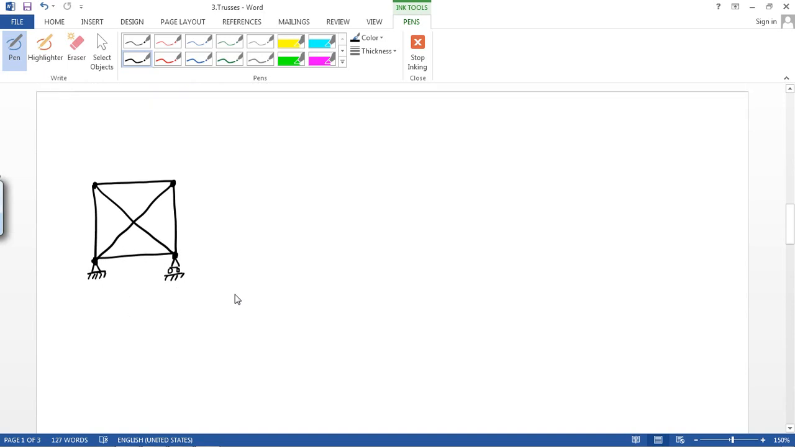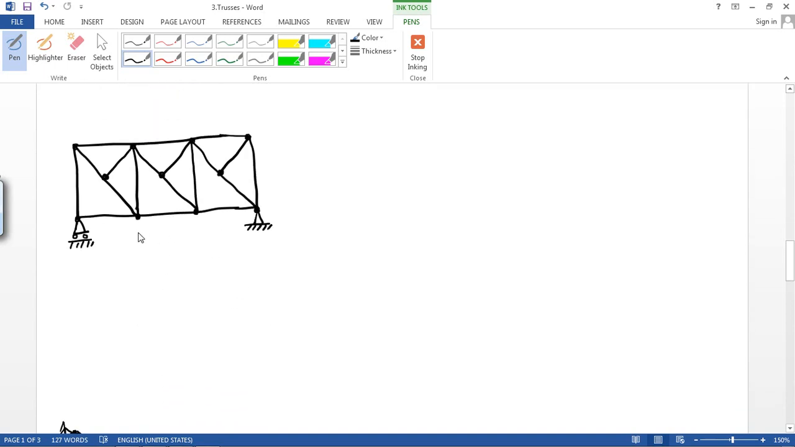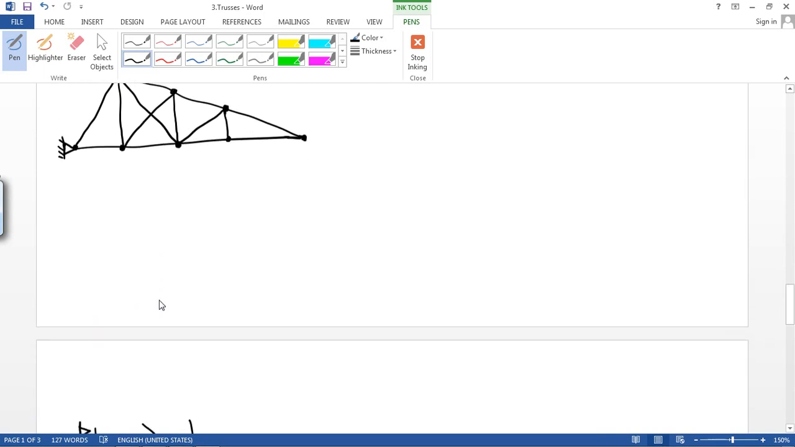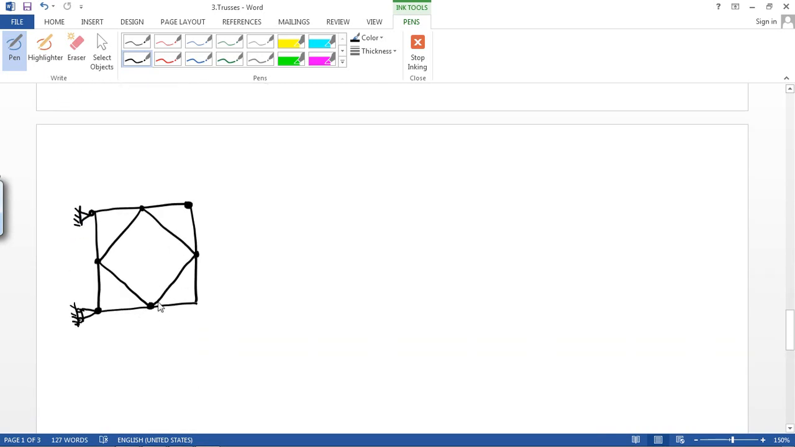Okay, this is a truss also, with a roller support and a hinge support. These are the joints and members. This is also a truss, and there is another. These are the joints, the black dots.